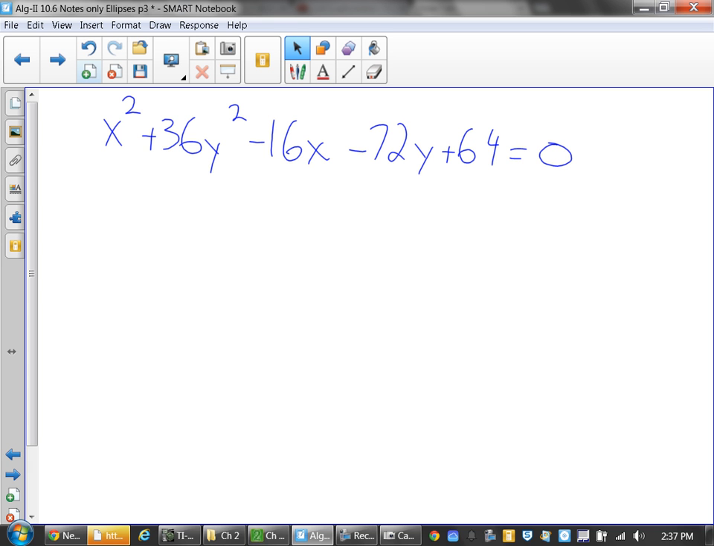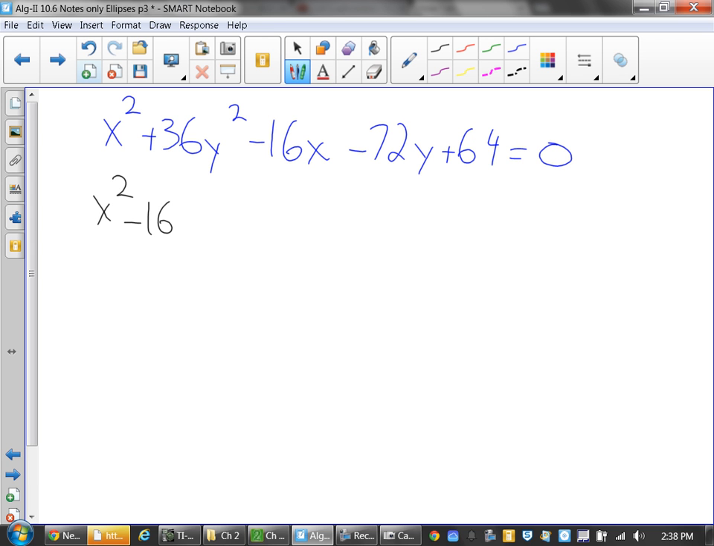Let's do that. So it's x squared minus 16x plus 36y squared minus 72y equals negative 64. Everybody okay with that? Yes. Obviously with the x squared terms, I don't have to worry too much about hassle here, but I have to worry about the y squared terms. What do I have to do to the y squared? Very good. I'm going to factor out the 36.